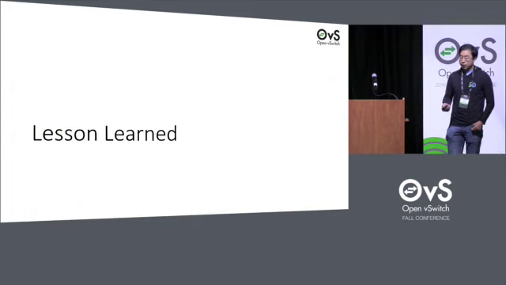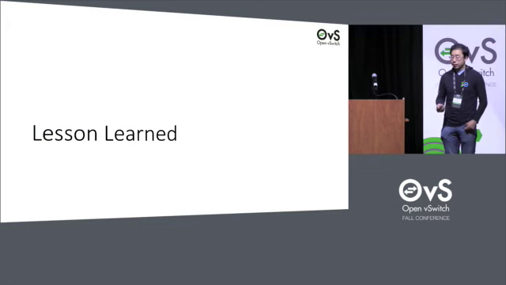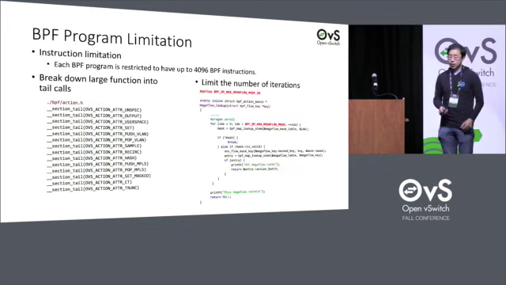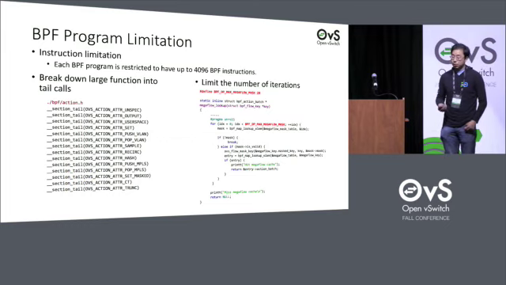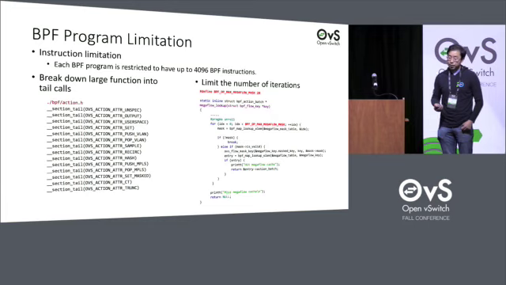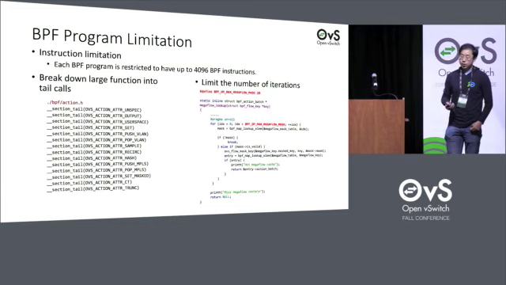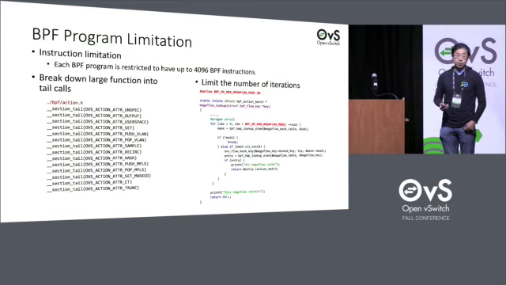So next, we're going to talk about the lessons we learned during the development process. BPF programs have a lot of limitations that add to the difficulty during our development. The first limitation is the instruction limitation. Every BPF program has a 4K instructions limit. This leads to 2 issues. First, we have to break large functions into smaller programs. These smaller programs are called sections, and we jump from one section to another by tail calls.